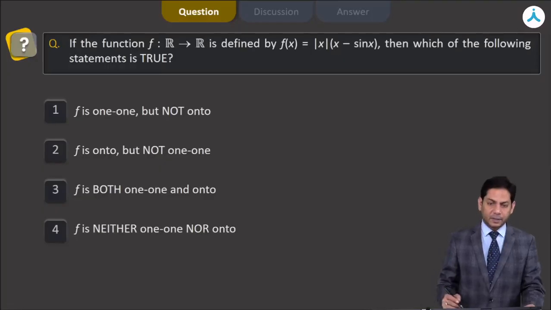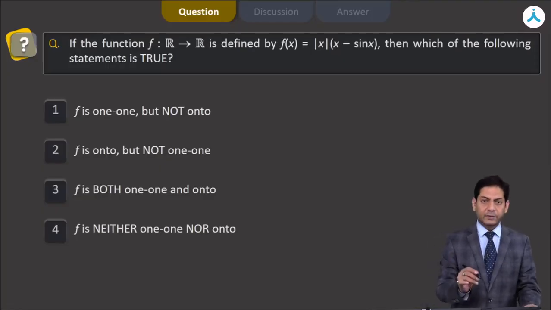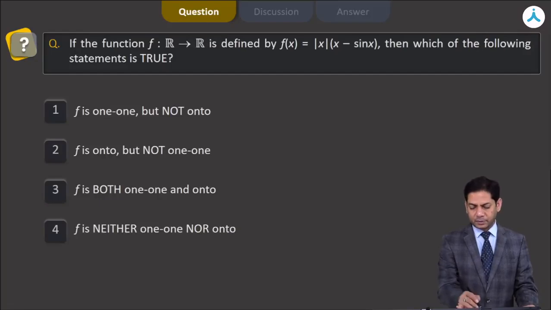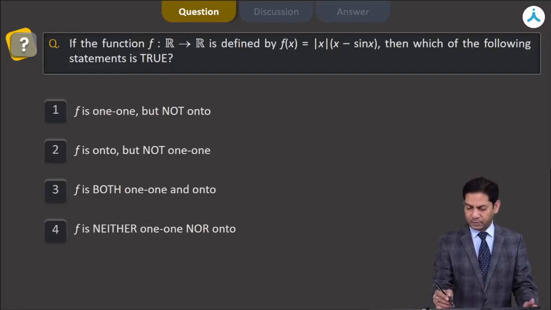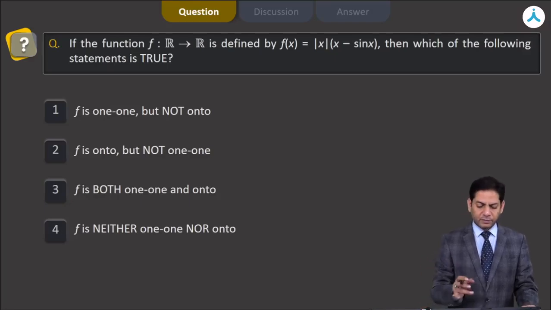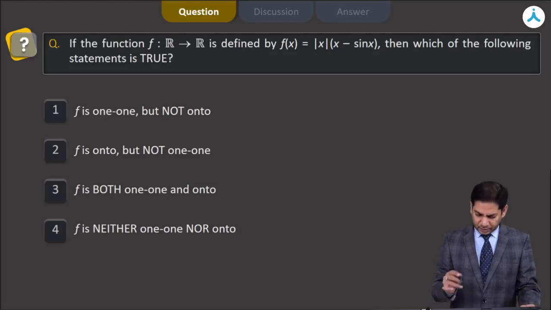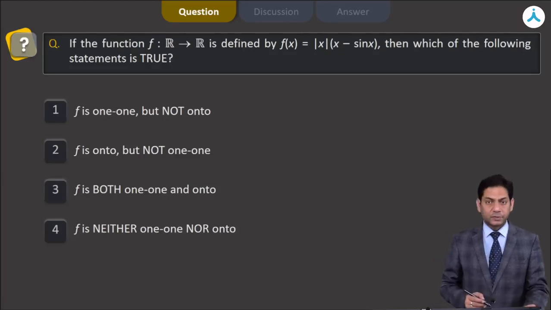Dear students, in this problem, we are given a function f defined from the set of real numbers to the set of real numbers, and the definition is given as f of x is equal to mod of x multiplied by x minus sin x. Then which of the following statements is true? The options are about the function being 1 to 1 or onto, not being so or being so. So let's understand this function first of all.